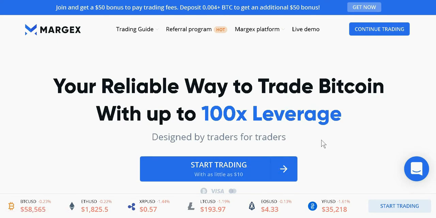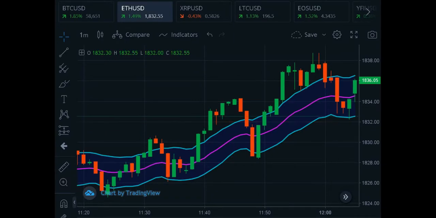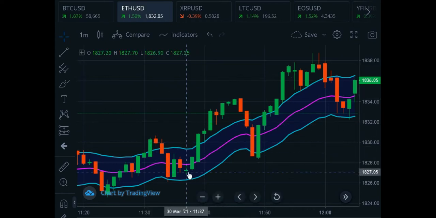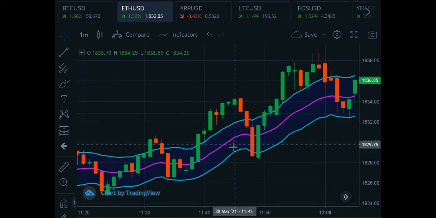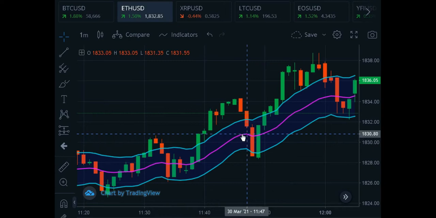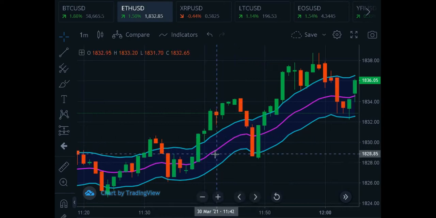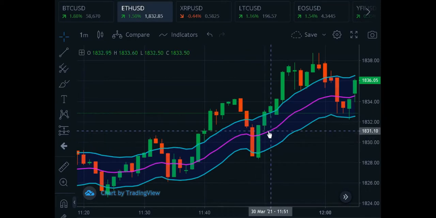Okay, so we're back talking about the Keltner channels. Again, I'm using the 1-minute candlestick chart for ETH/USD, and I've got the Keltner channels on the standard settings with the midline being the 20-period EMA, 20-period exponential moving average.